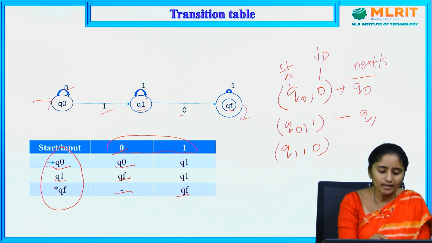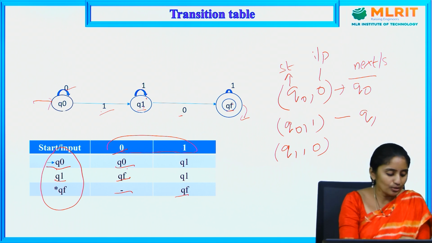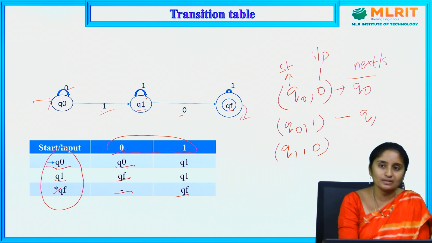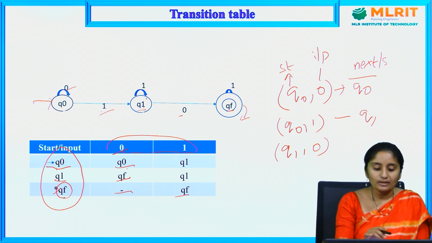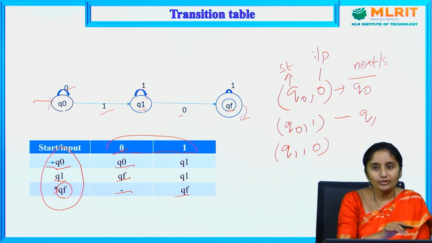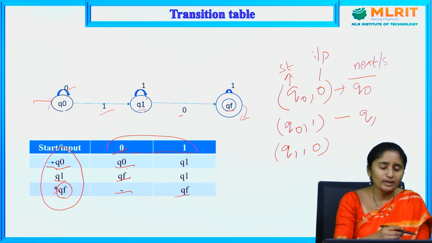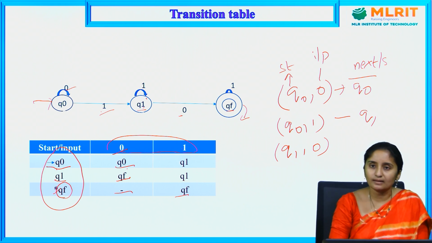How to identify which state is the final state? Two circles. So QF is my final state. How to represent the final state? I can represent it with a star or I can point it with a circle also. So this is the transition table. To construct a transition table, we should have a transition diagram, or by using the transition table, we can construct a transition diagram.